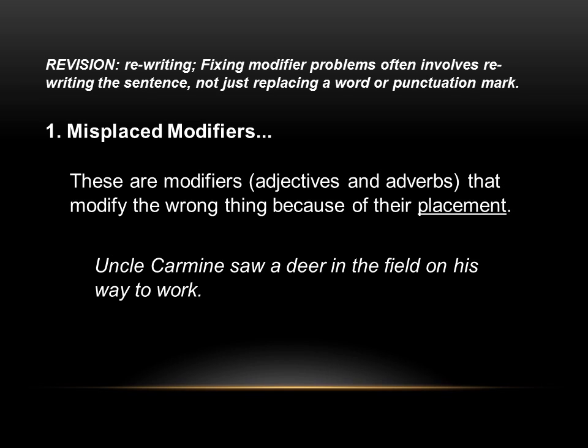We wanted to modify Uncle Carmine. So we want to move that whole phrase, on his way to work, over to Uncle Carmine. So it could go at the beginning of the sentence. On his way to work, Uncle Carmine saw a deer in the field. Or right after Uncle Carmine. Uncle Carmine, on his way to work, saw a deer in the field. So it's misplaced. We have to move it to where it needs to go.